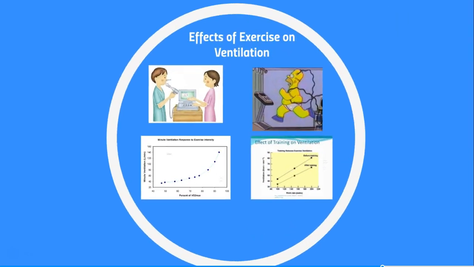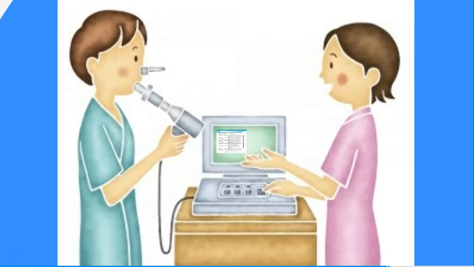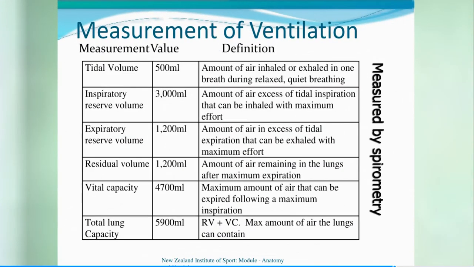A couple of effects of exercise just to finish, and how we measure the respiratory system. So just like we had cardiac output and heart rate and stroke volume for the cardiovascular system as measures, we have these normal measures for ventilation too. Tidal volume is your normal breath in and out. It's usually about 500 mils coming in and 500 mils going out at normal quiet breathing.